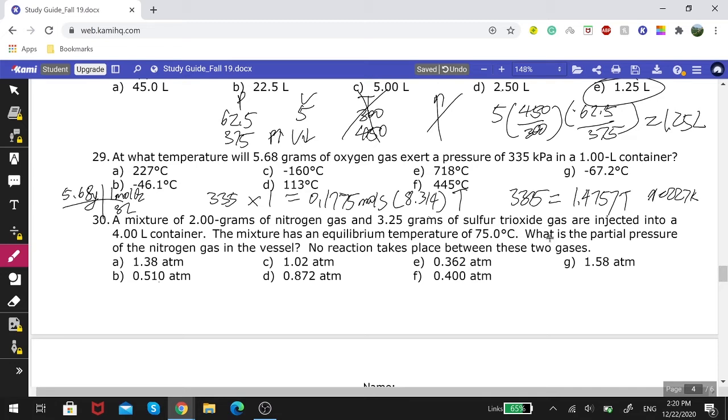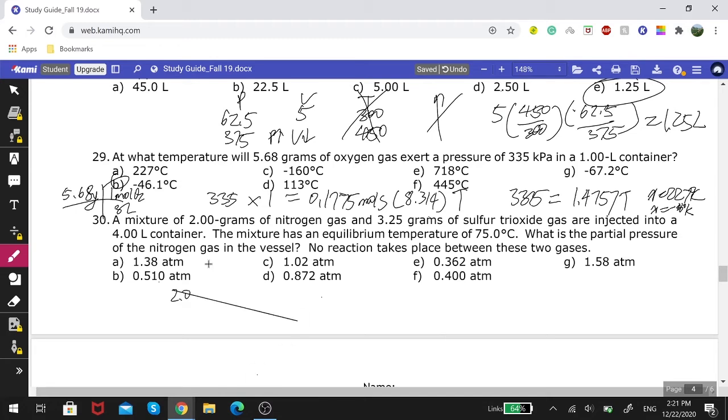Now to convert from Kelvin to Celsius, we subtract 273 from it. That gives us x equal to negative 46 degrees Celsius. So B. And finally, number 30, a mixture of 2.00 grams of nitrogen gas.